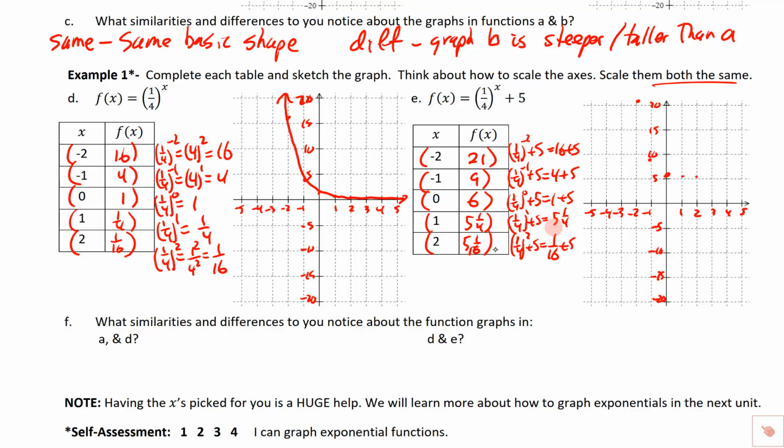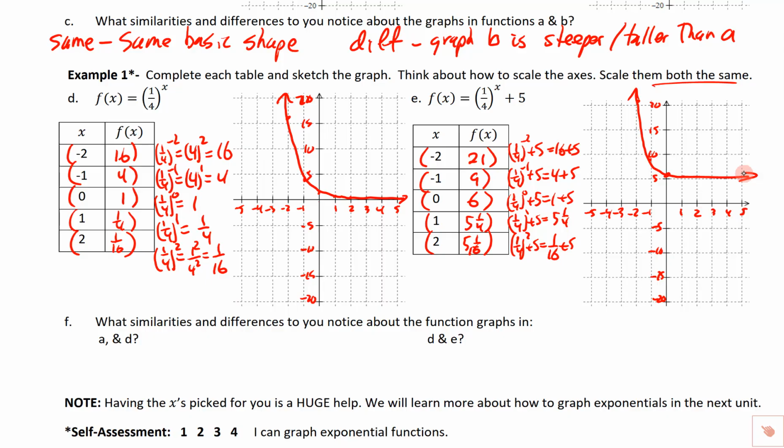Now what's going to happen on this one is if we were to plug in larger and larger numbers, this fraction part that we're adding to 5 gets smaller and smaller and smaller. So this is going to have the same basic shape. It's going to run along here, and then it's just going to get closer and closer and closer to 5, that horizontal line of 5.